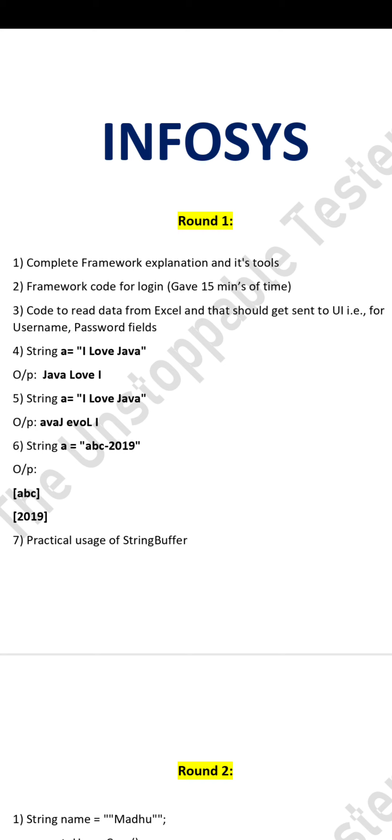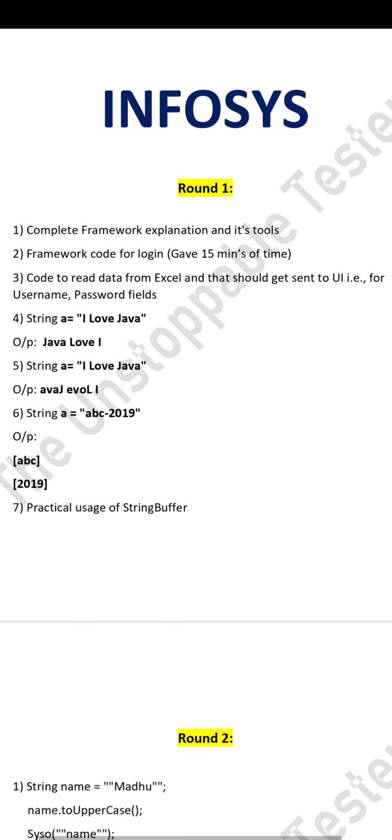Okay, the next question goes like: you need to write a code to read the data from Excel, and that should get sent to the UI. It's simple and straightforward, where you need to properly write the code on how you read the data, and what are the libraries or class files that you use to read the data from Excel.